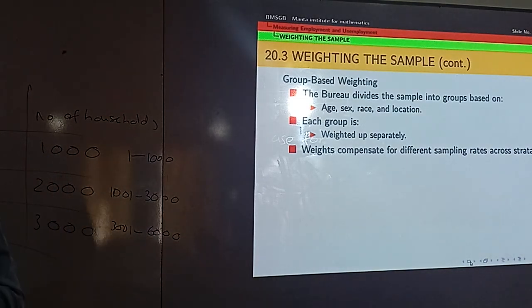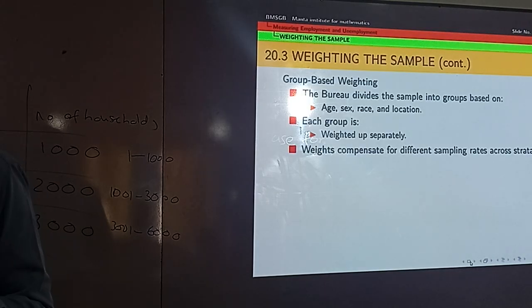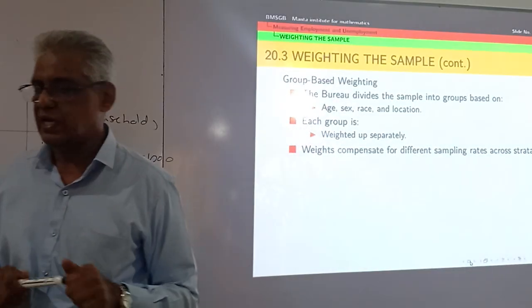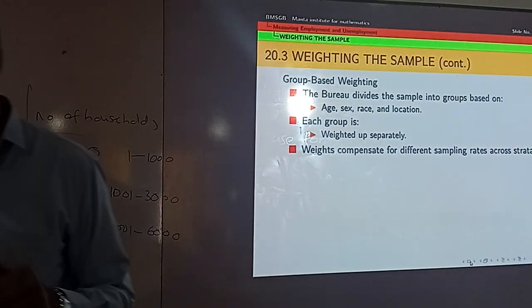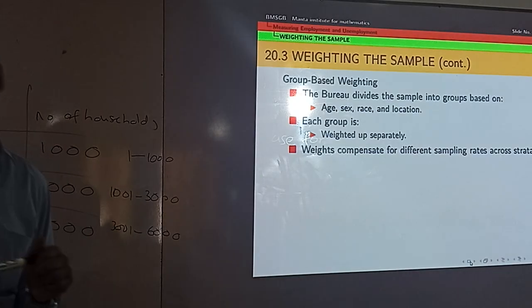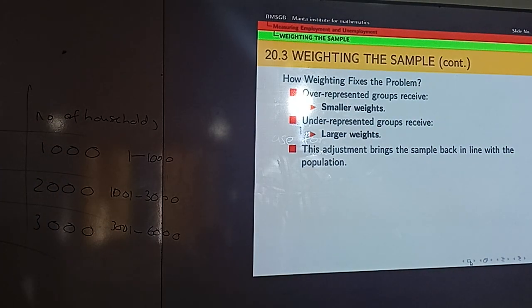So the group based weighting කියන එක තමයි apply කරන්නේ. The bureau divides the sample into groups based on different characteristics like age, sex, race and location. Each group is weighted up separately. Right? උදාහරණයක් දීලා තිනවා මෙතන.